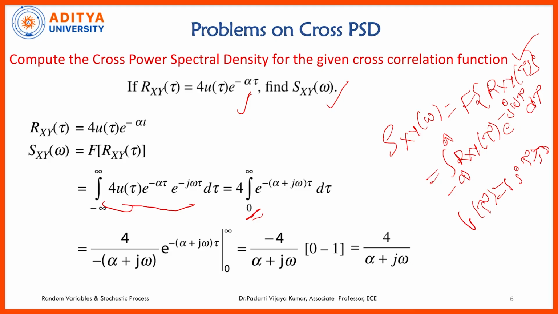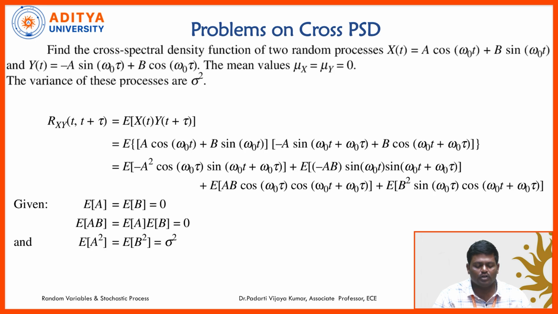So the Fourier transform of the given cross correlation function is 4 by alpha plus j omega, which is also mathematically equal to Sxy of omega. So this is the cross power spectral density for the given cross correlation function. Simply using the property, we can compute the cross power spectral density from a given cross correlation function. Let us solve one more problem related to cross power spectral density.